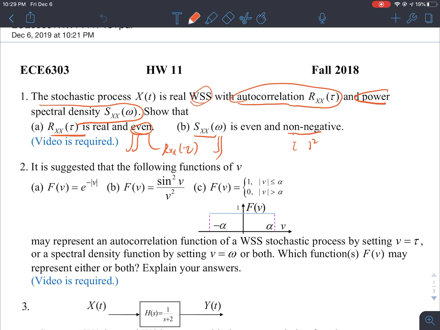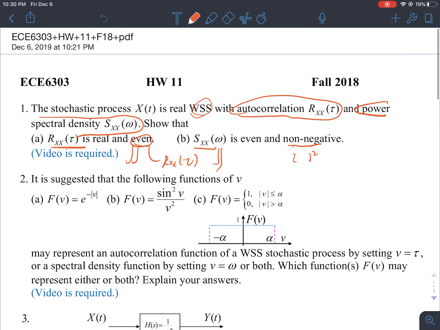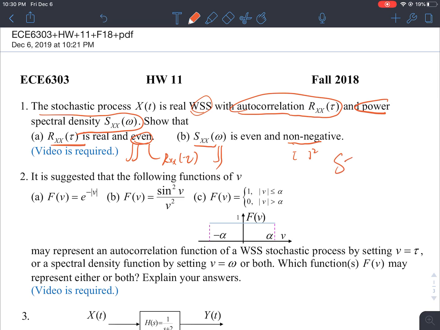I'm recording this for ECE6303 probability, and this is homework 11. And let's look at our last question of this semester. This semester passed very fast, and we have learned a lot about stochastic process and probability, basic probability properties.